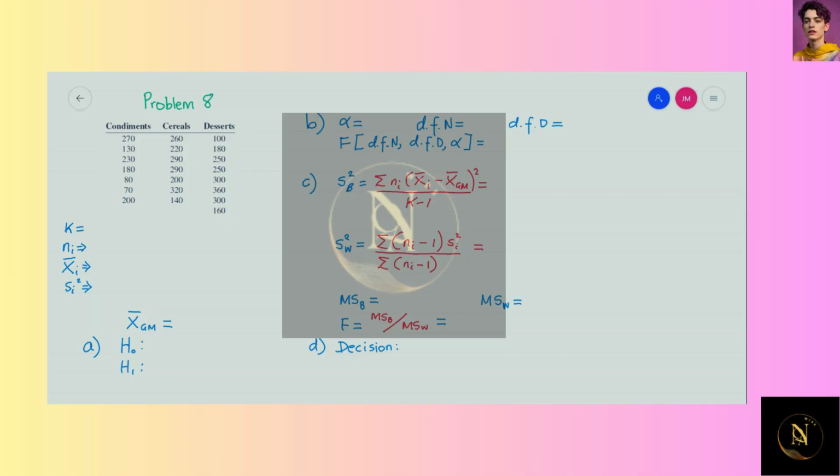First things first, we're going to state the null hypothesis in part A. Then we shall proceed to give the critical value of F and then to work out the calculated value of F. The null hypothesis in this case will be mu1 equals mu2 equals mu3, because we have 3 different means, the means for condiments, cereals, and desserts. Then the alternative hypothesis will be at least one mean is different from the rest.